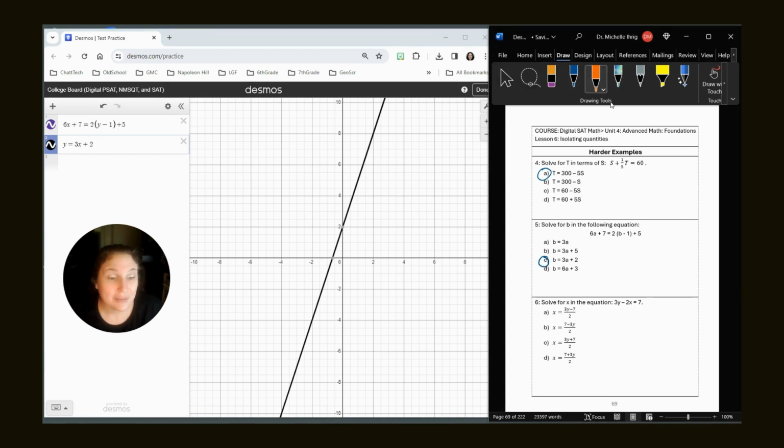This is how Khan Academy would show you how to do this problem. 6a plus 7 equals 2b minus 2 plus 5. 6a plus 7 equals 2b plus 3. Subtract 3 from both sides. 6a plus 10 equals 2b. Divide everything by 2 and get, oh, see, and this is what happens. I'm a math teacher and I've got it wrong because I did not subtract 3 from both sides.